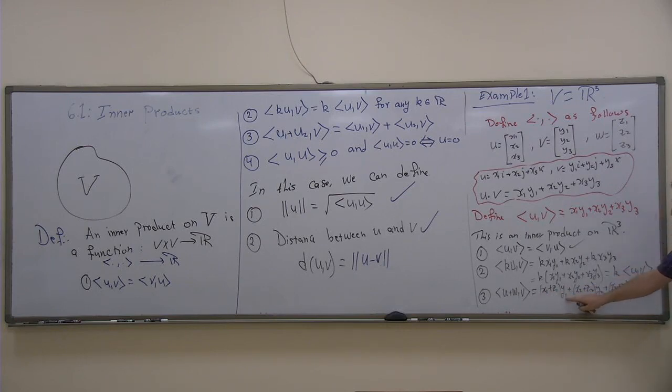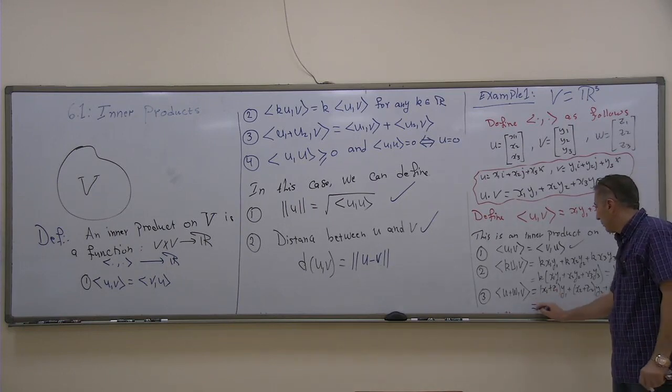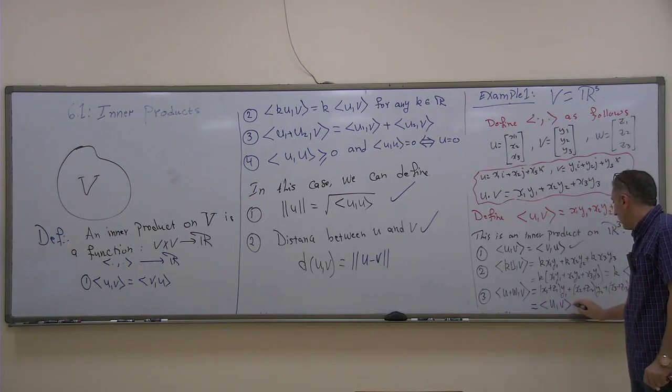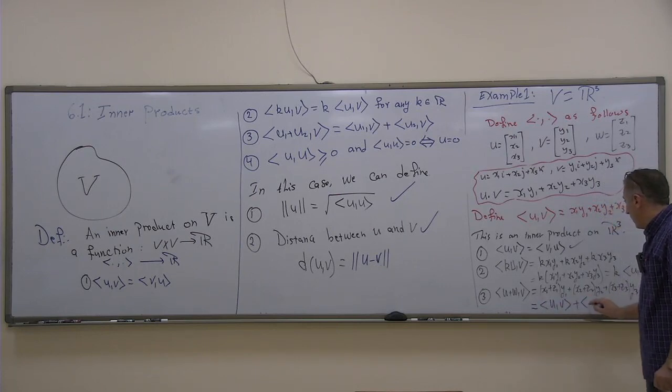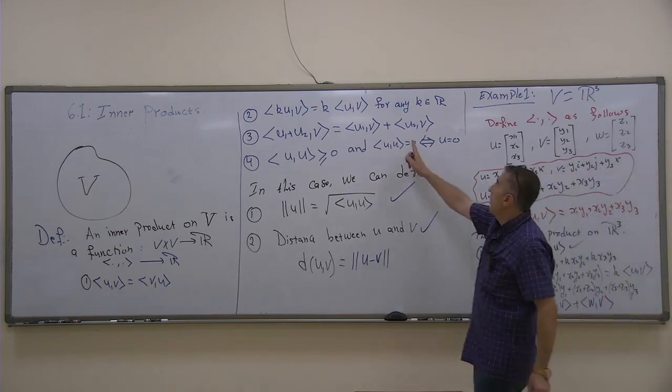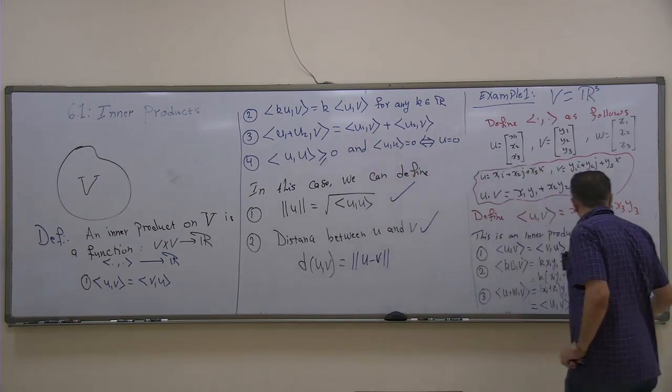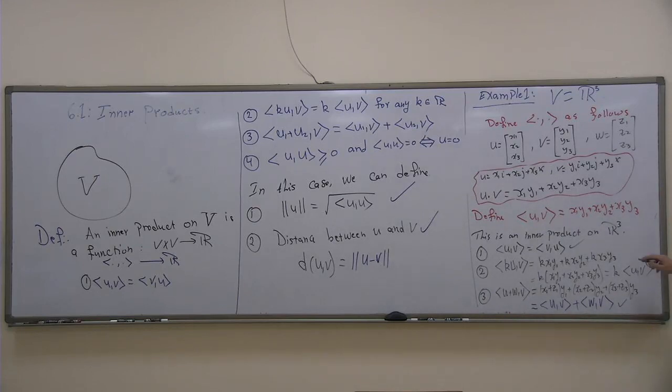You get X1 Y1. From here, you get X2 Y2, X3 Y3. And from here, you get Z1 Y1, Z2 Y2, Z3 Y3. Put those together, what do you get? You get U, V plus W, V. And that is the third condition here. Okay? So the third condition here is also satisfied.